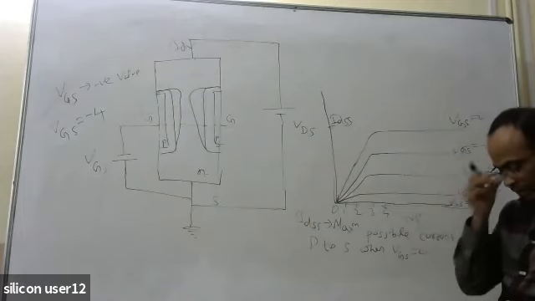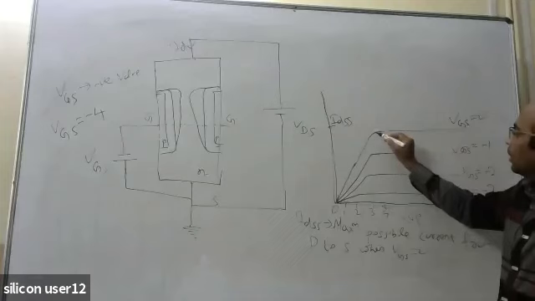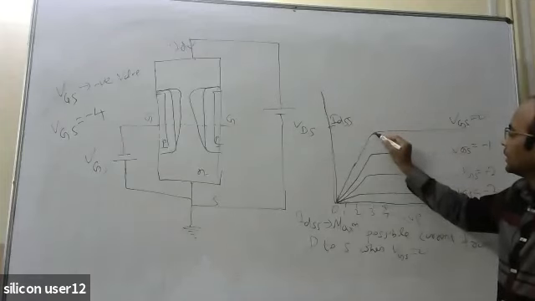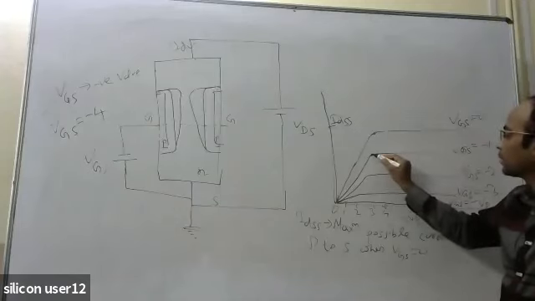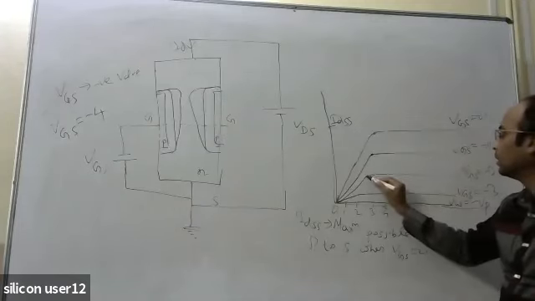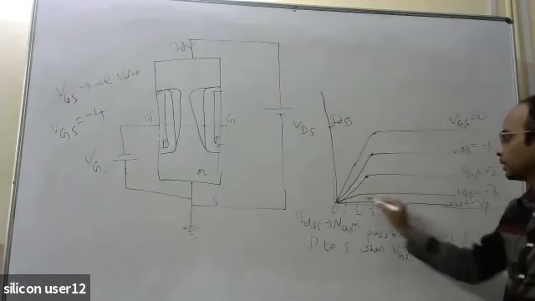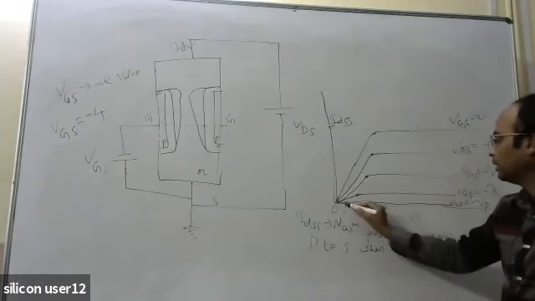Right. So here we will see one thing. This is the point after which the current is getting constant. Similarly here, this is the point after which the current is getting constant. This is the point after which the current is getting constant. Okay.